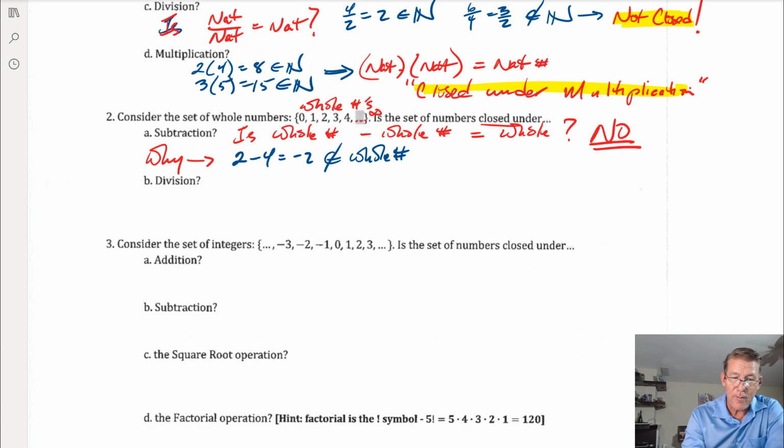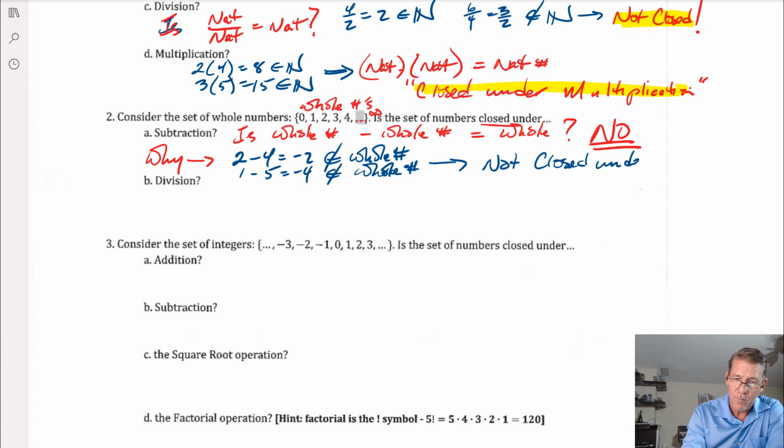It's obvious. You can provide a lot of counterexamples of that. How about 1 minus 5? That's negative 4. That's not a whole number either. There's a whole lot of counterexamples here. Because of that, it's not closed under subtraction. That's your conclusion. So what we did is we provided numerical examples to prove our point.